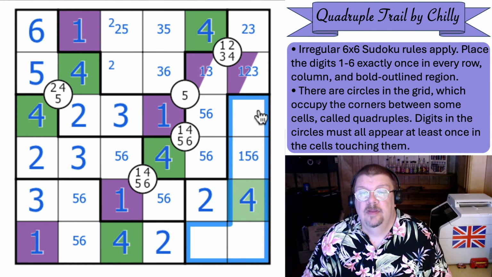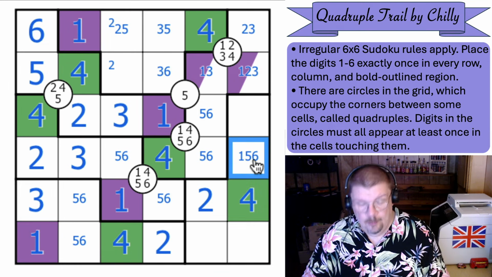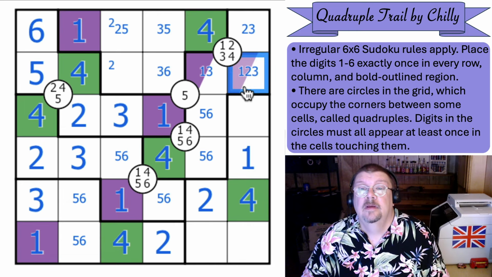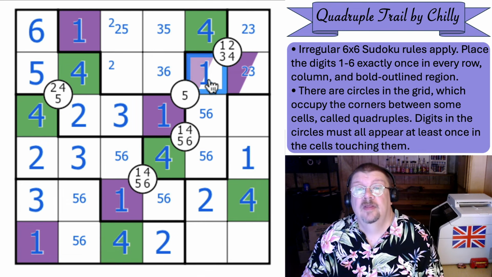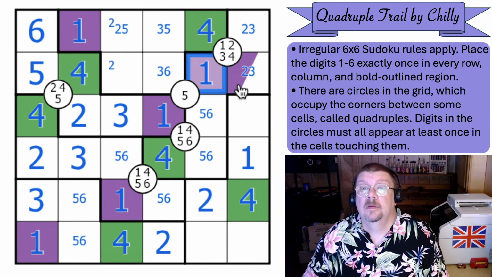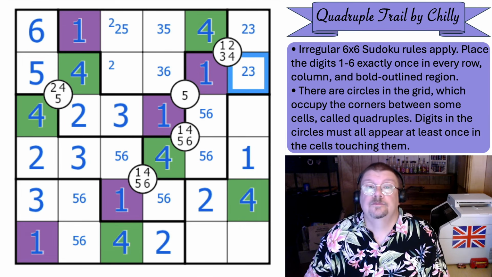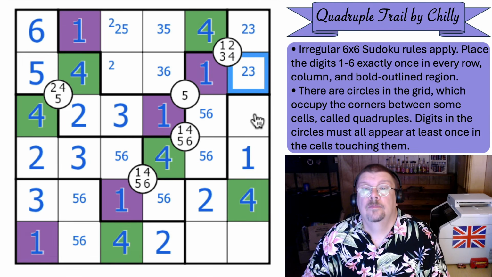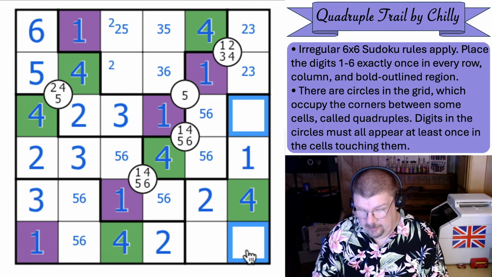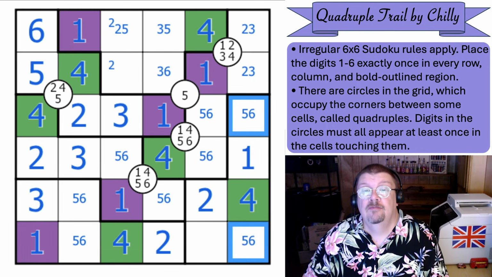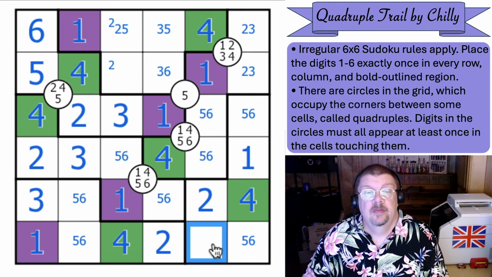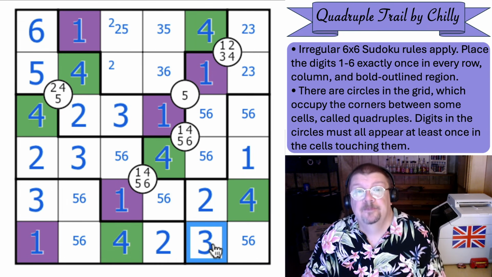That means that in this region, the only place left for a 1 is here, which removes a 1 from there and makes that a 1. And that's a 5-6 pair to complete the column. This must be a 3.